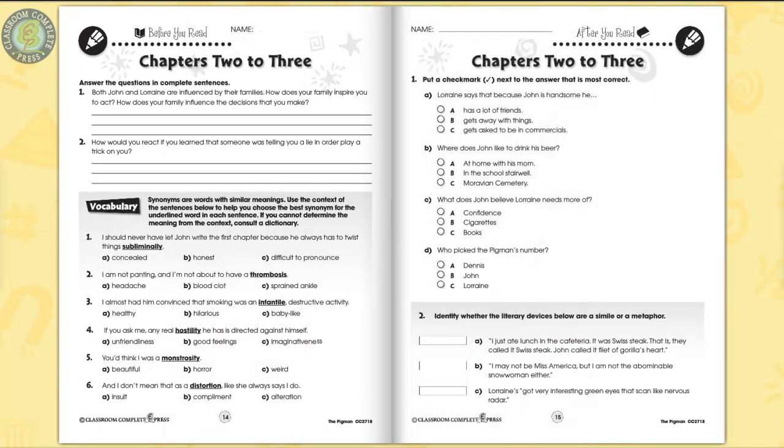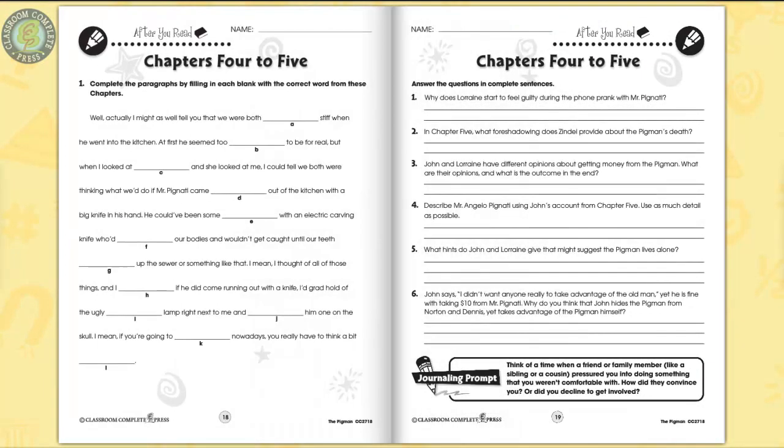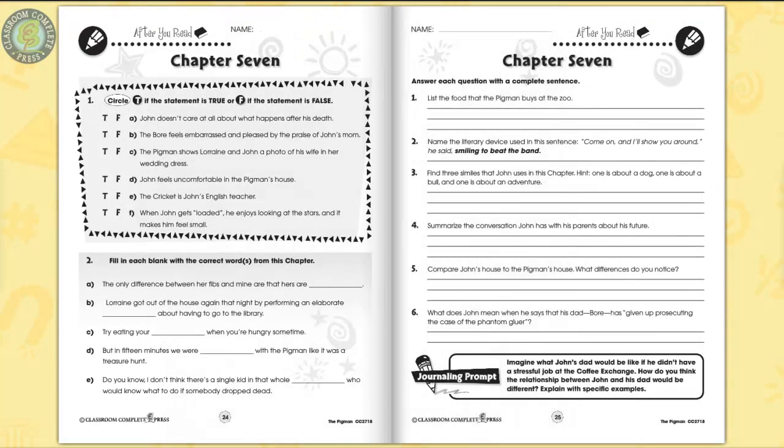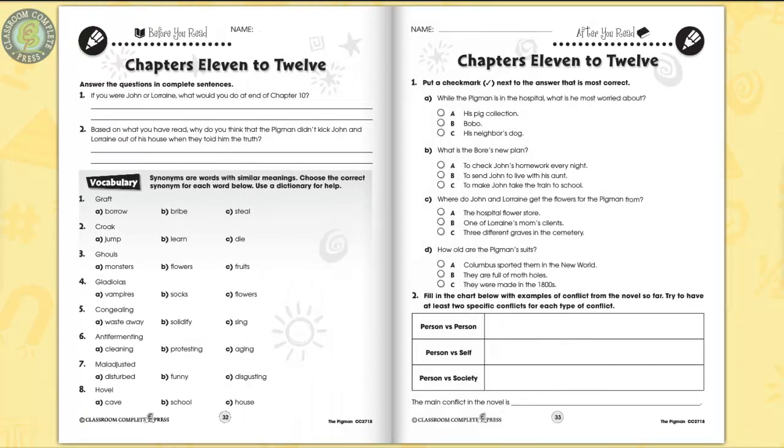Identify the literary device being used for particular sections of the novel. Describe Mr. Pignati from John's perspective. Imagine alternatives to John and his dad's relationship if his dad had a less stressful job. Find synonyms to key vocabulary words found in the novel.